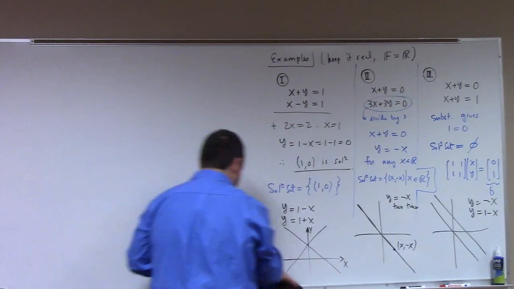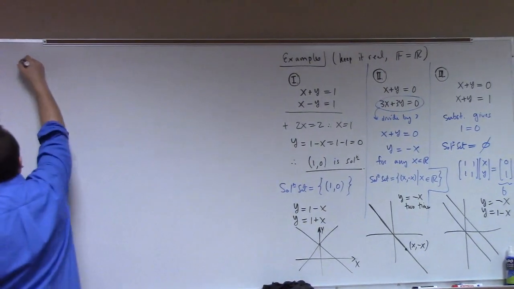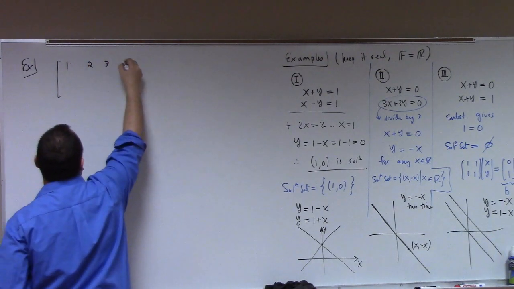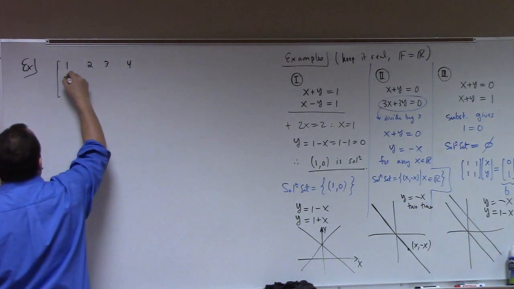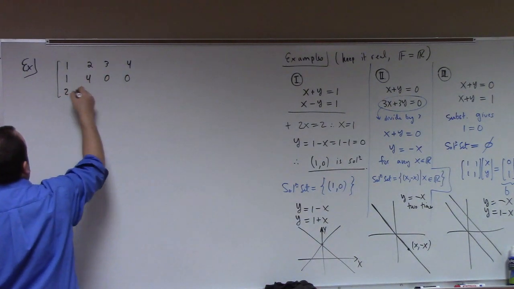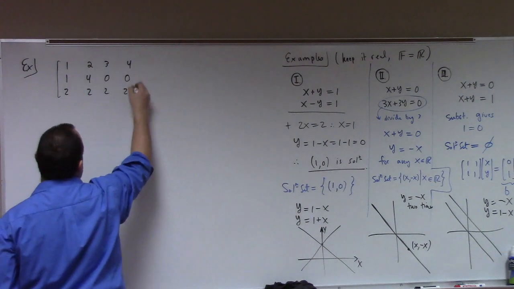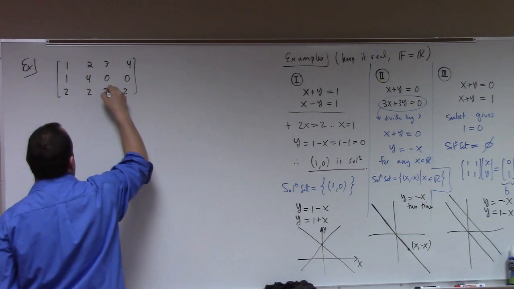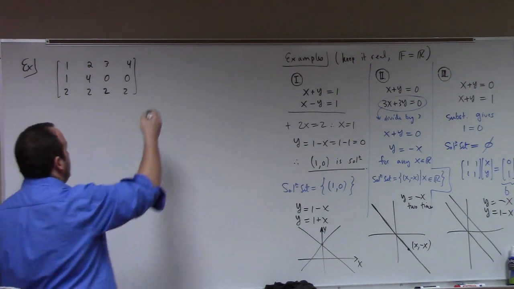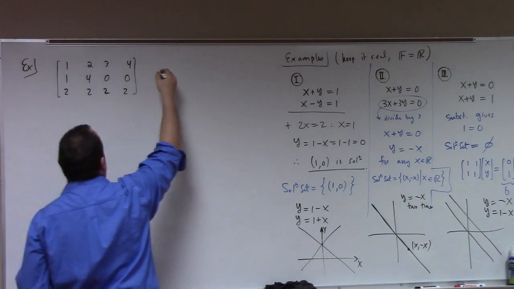Let's try one. So suppose we had 1, 2, 3, 4, 1, 4, 0, 0, and then 2, 2, 2, 2 there. I'll regret this, but anyway. So here's a matrix. I would like to show you how to find the reduced row echelon form of this matrix. So what we do is we begin by identifying the first pivot position.